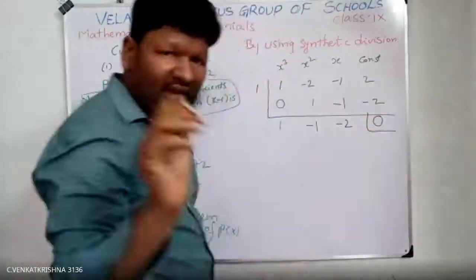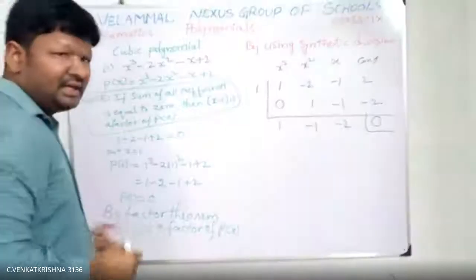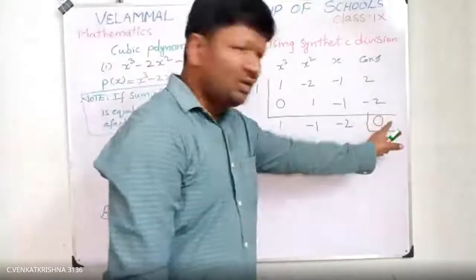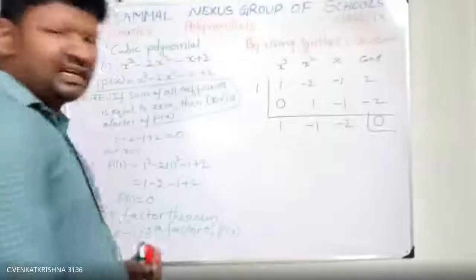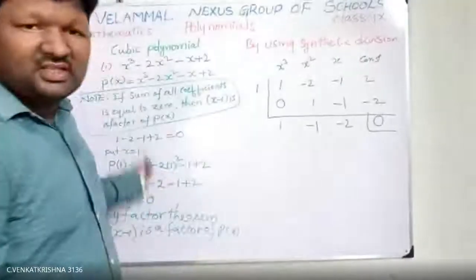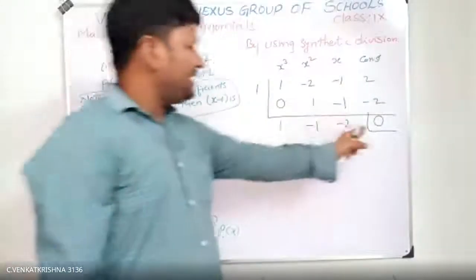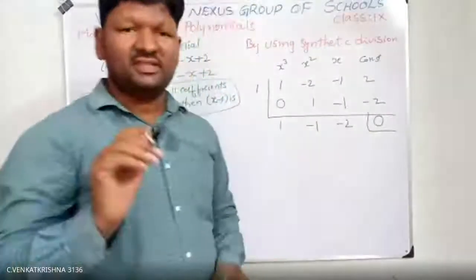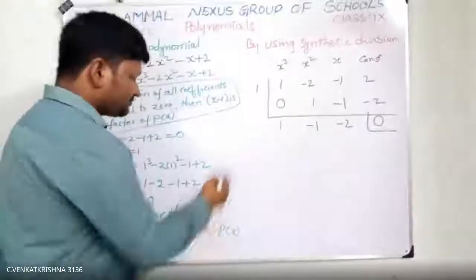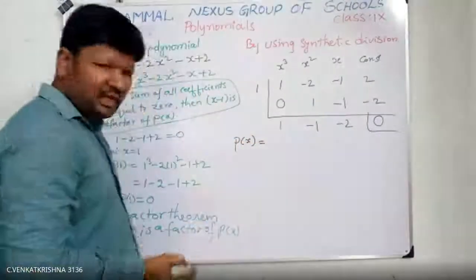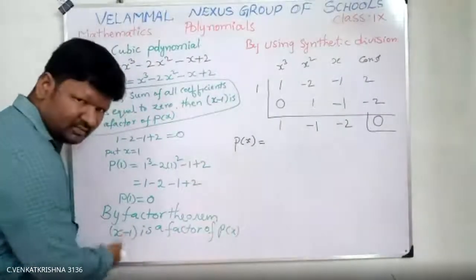So if we find the correct factor value here, we always get the remainder 0. If we do not get 0 here, it means we made a mistake somewhere, then we need to check the calculation. If we find the correct factor value, definitely here we get the remainder 0. Clear?